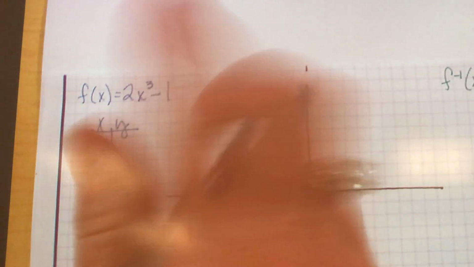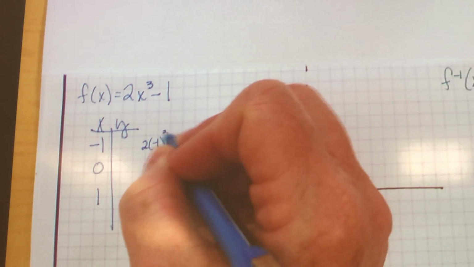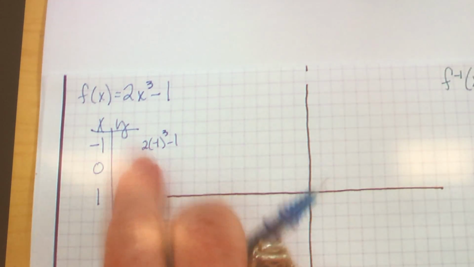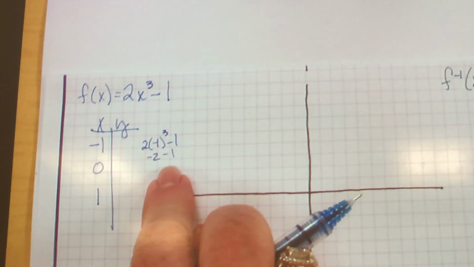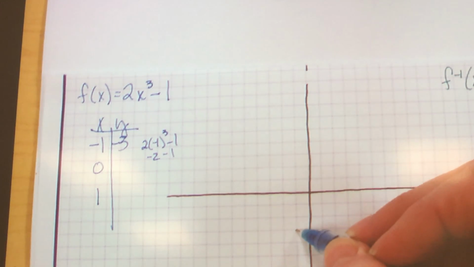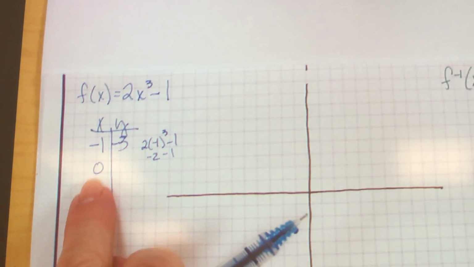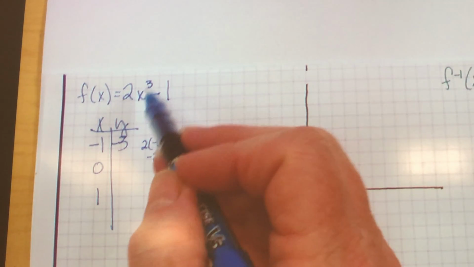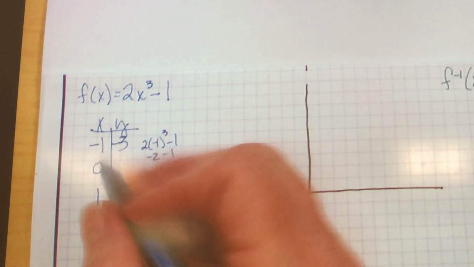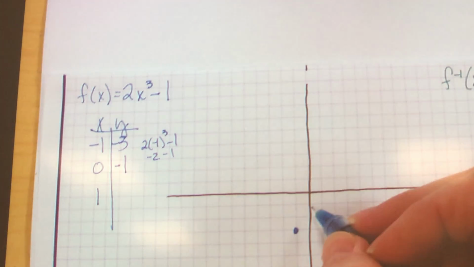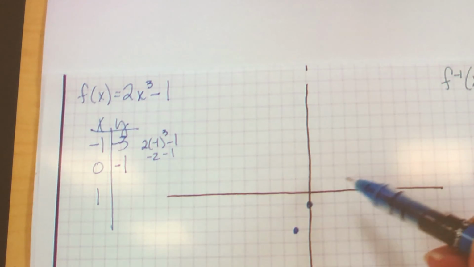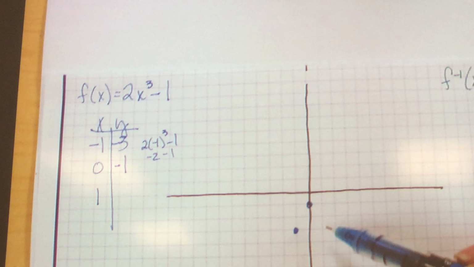All right, so this is 2 times -1 to the third minus 1. What's -1 to the third? -1. What's -1 times 2? -2. And -2 minus 1? -3. So at -1, he's -3. All right? What about 0? What's 0 to the third? 0. 0 times 2 is 0, 0 minus 1 is -1. Now that's what we talked about earlier, right? We talked about that -1 shifting that thing down 1.